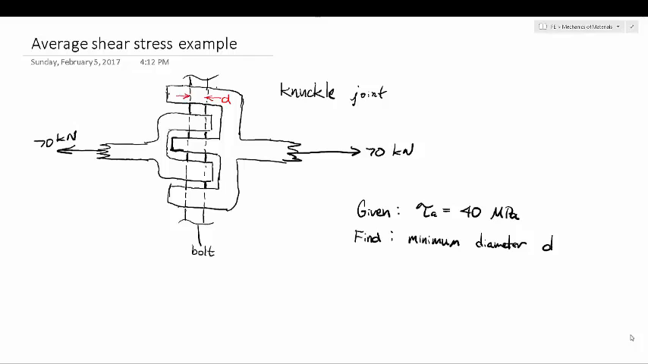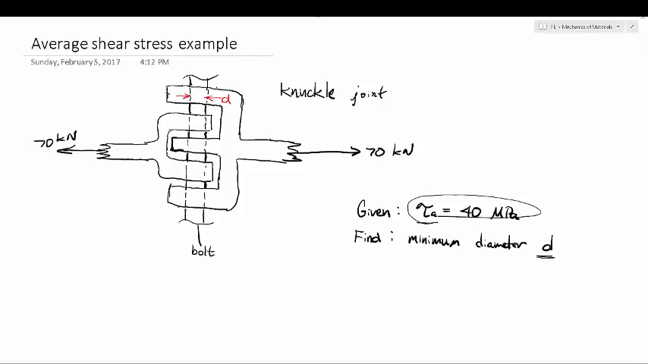Given that the allowable shear stress is 40 megapascals, we have to find the minimum diameter of the bolt, D, so that it satisfies the allowable shear stress of 40 megapascals. So it cannot exceed that 40 megapascals.